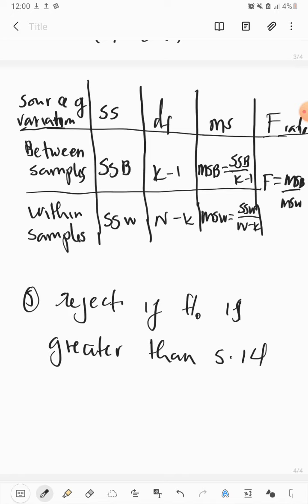Okay, so I think this is all that we have on analysis of variance. Please go through, it's not difficult, it's very easy.